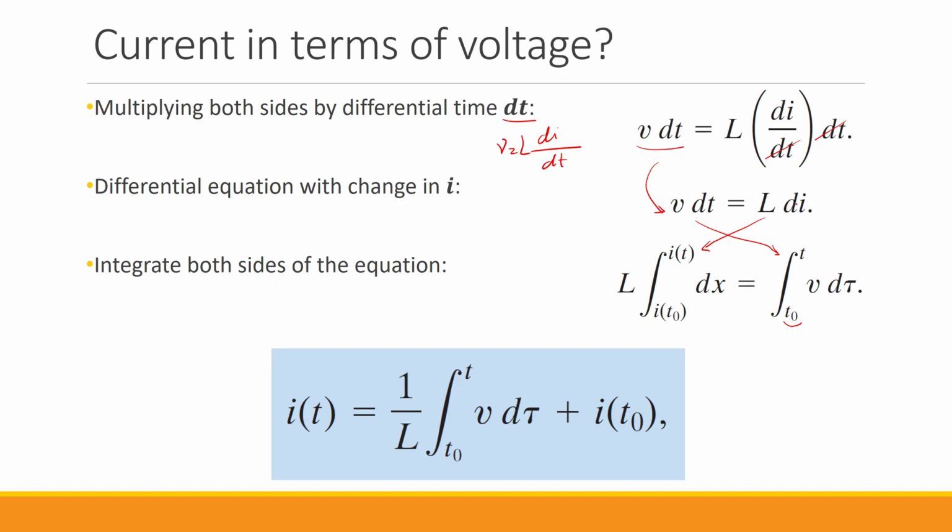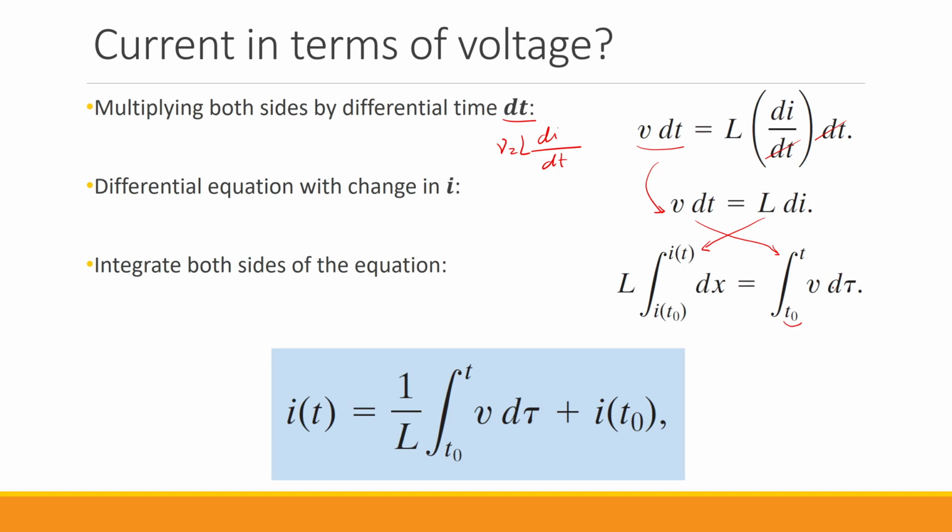For the right hand side, L is constant, so we only take the integral of this di for the current changing from the current at time t0 to the current at time t. Again, this t is a general value, and this t0 is a fixed value. And then I have changed the variable from i to x to avoid having these two the same.